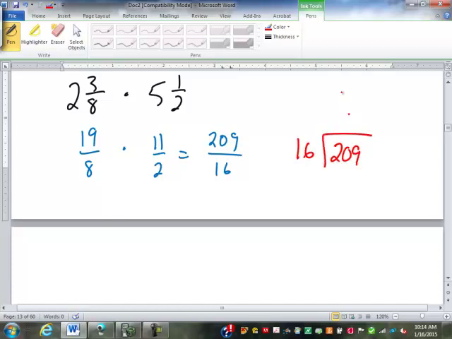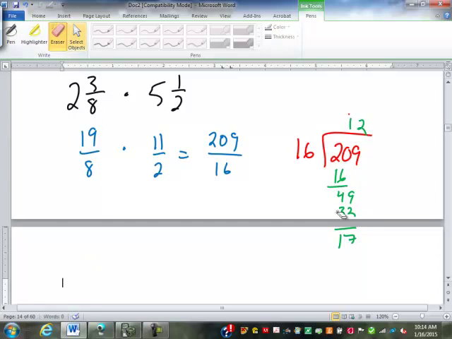16 goes into 20 once. There's 4, bring down the 9. 16 goes into 49 twice, that'd be 32. Oops. How about 16 goes into 49 3 times? Some days the little hamster doesn't get on the wheel in the morning. There's 1 left over, so it's 13 and 1/16.